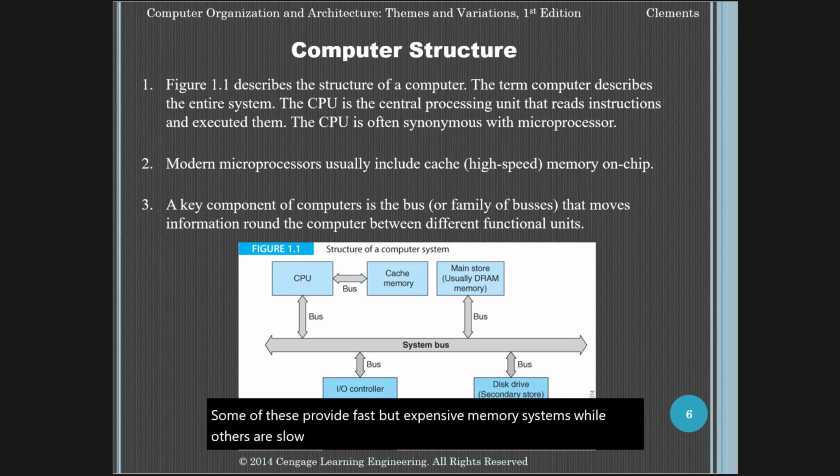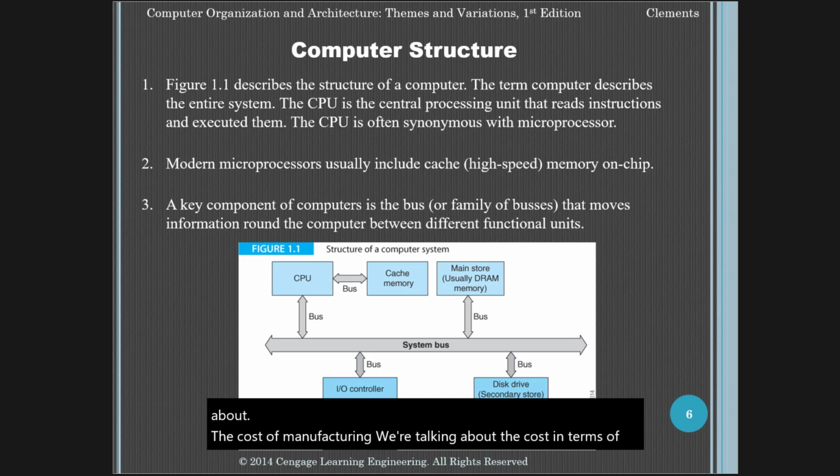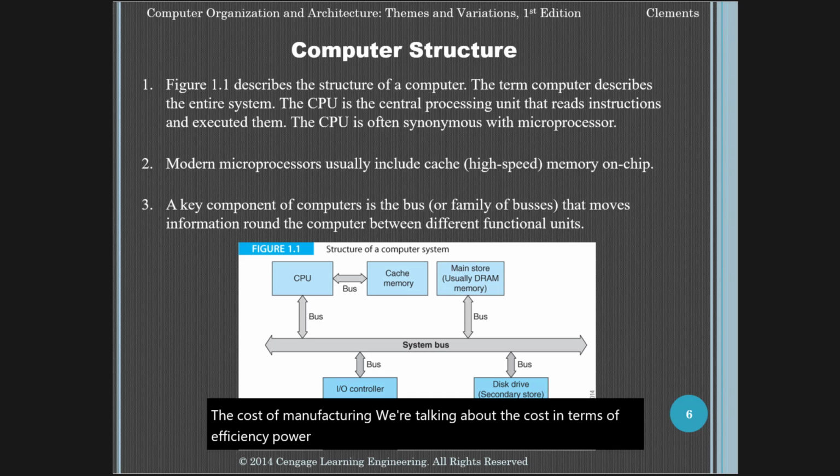And when we talk about expensive and cheap, we're not talking about monetary costs. We're not talking about the cost of manufacturing. We're talking about the cost in terms of efficiency, power usage, speed, right? So we might have fast but expensive in terms of power usage. We might have slow but cheap in terms of efficiency. And later we'll cover all of these different memory systems in more detail. But again, if you're not familiar with these terms, definitely go look those up in the glossary.